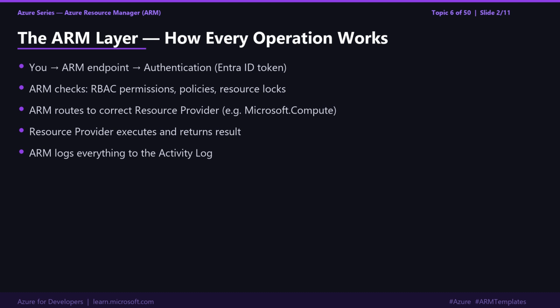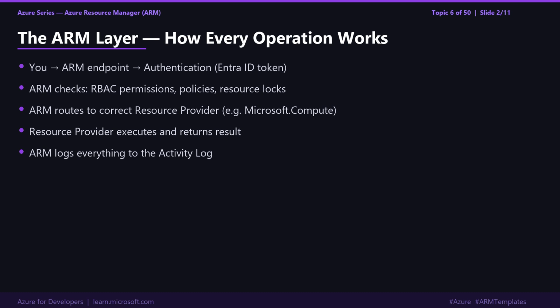Next, ARM checks your RBAC permissions. Do you have the right role to perform this action on this resource? If not, rejected. ARM then checks Azure Policy. Has your organization defined any policies that would deny this kind of resource in this region? For example, a policy that says virtual machines must use managed disks only. If your request violates that policy, rejected.